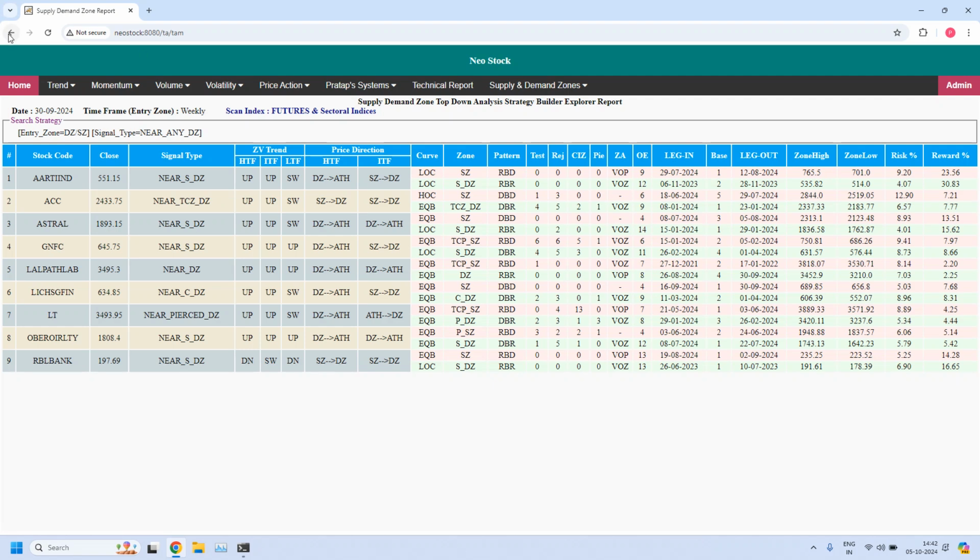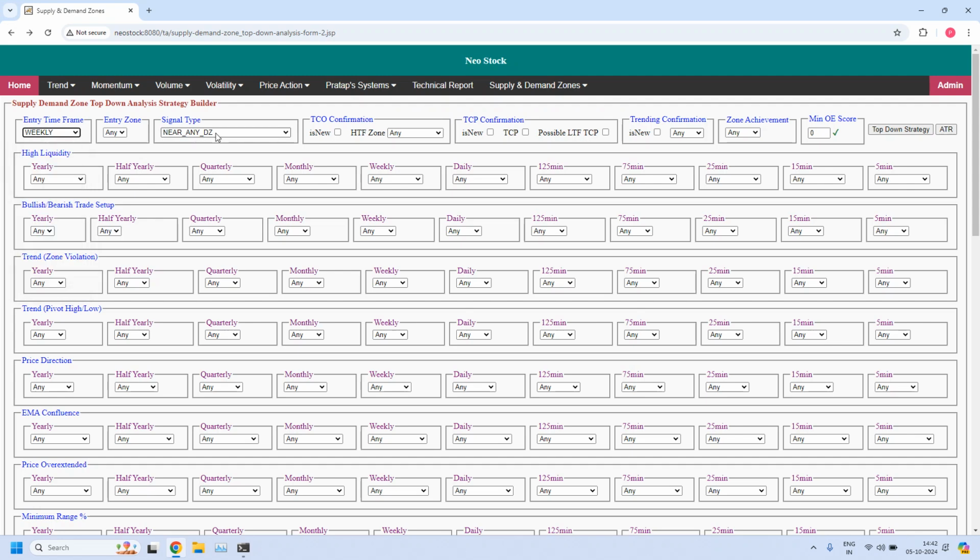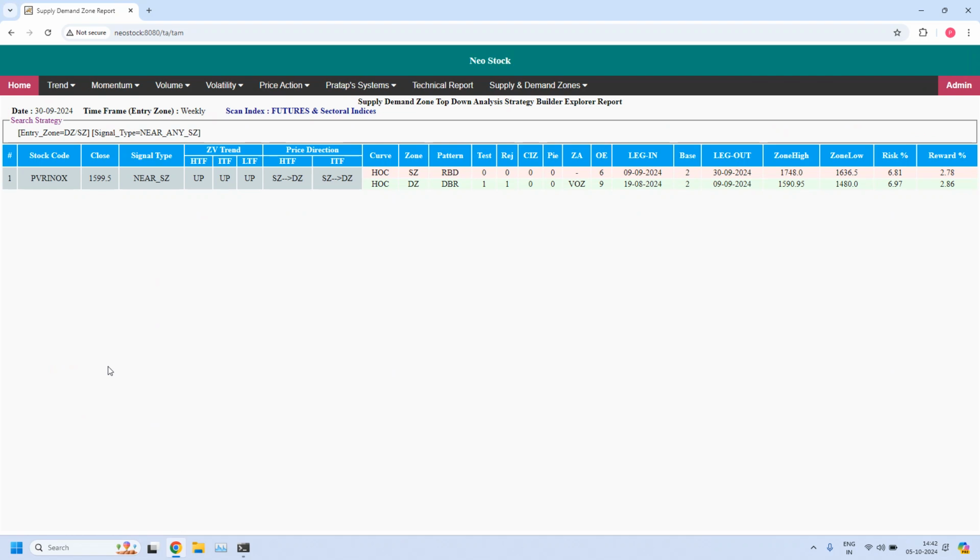Okay, the next report for weekly time frame, let us find the stocks near weekly supply zone. Only one stock is filtered.